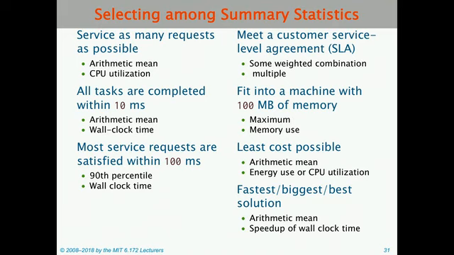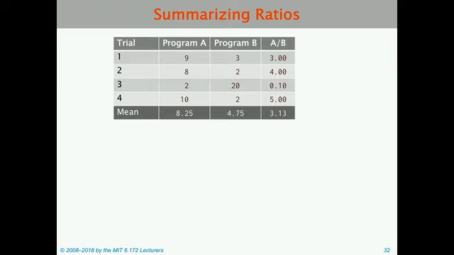I wanted to cover one particular example, which I find is the most common place I see a misuse of summary statistics. And that's when I'm summarizing ratios. So suppose I have two programs, A and B, and I run 4 trials. Normally you'd run a lot more, but I wanted to fit on a slide. Program A, on trial 1, took 9 seconds, say. On the other trials it took 8, 2, and 10. And program B took 3, 2, 20, and 2.